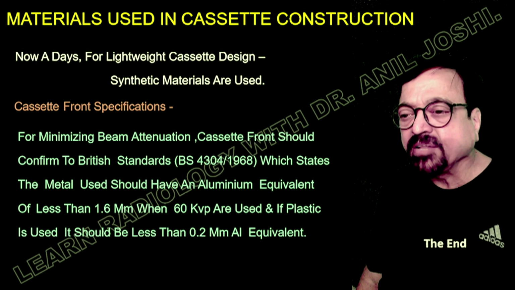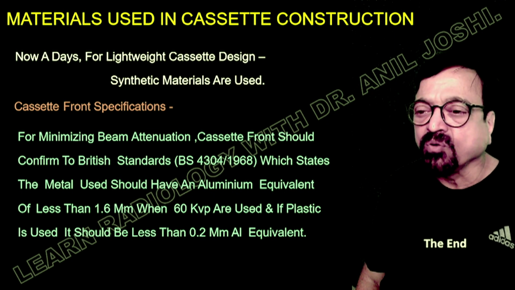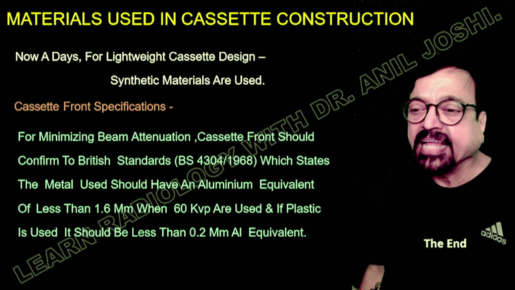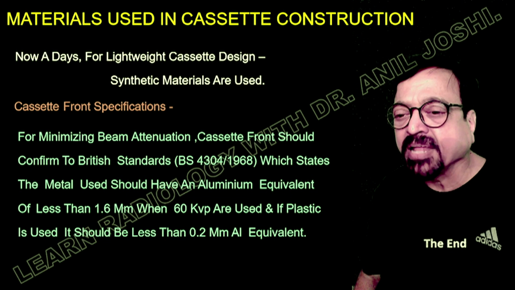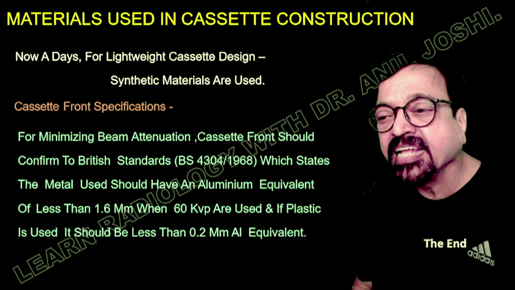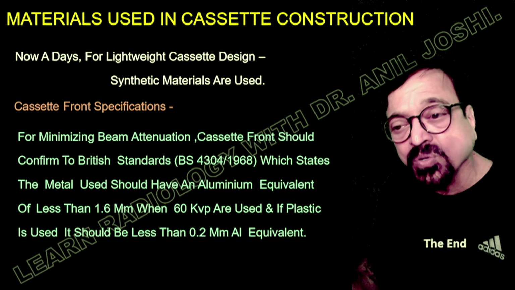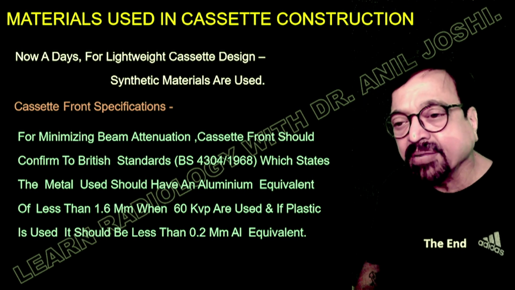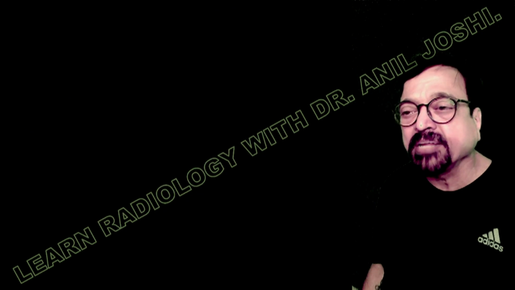For minimizing beam attenuation, the cassette front should conform to British Standard BS 4304/1968, which states that the material used should have an aluminum equivalent of less than 1.6 mm when 60 kVp is used, and if plastic is used, it should be less than 0.2 mm equivalent. What does it indicate? You cannot use a thick material. Lead is thick, but we don't use it in front. That is only used behind to block the further radiation. The cassette front is made of a material equivalent to 1.6 mm of aluminum. You cannot use thick material, otherwise the film will not come out good.